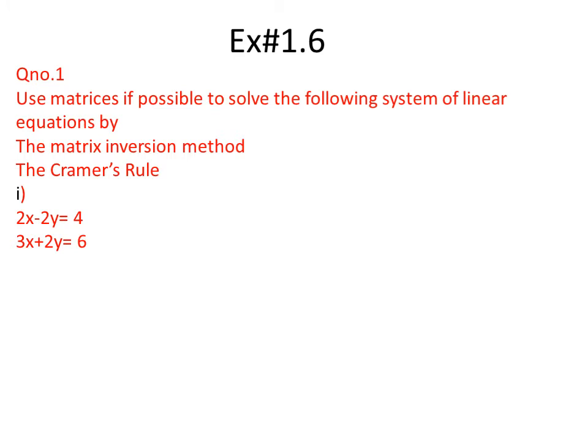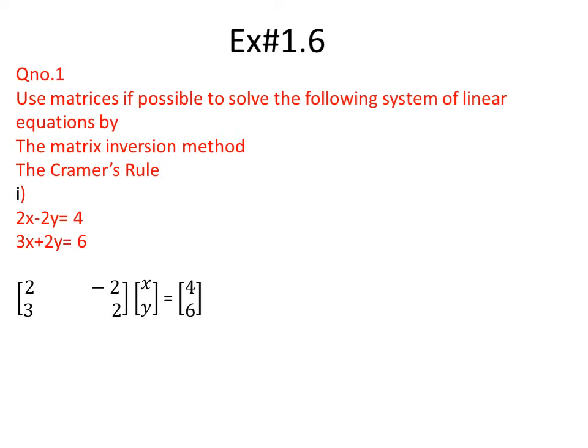First of all, we will write these equations in the matrix form. From the left hand side, we will separate the real numbers and write in a matrix which has the elements 2, minus 2, 3 and 2. In the second matrix, we will write the unknown variables x and y, and on the right hand side, we will write the other real numbers which are 4 and 6.